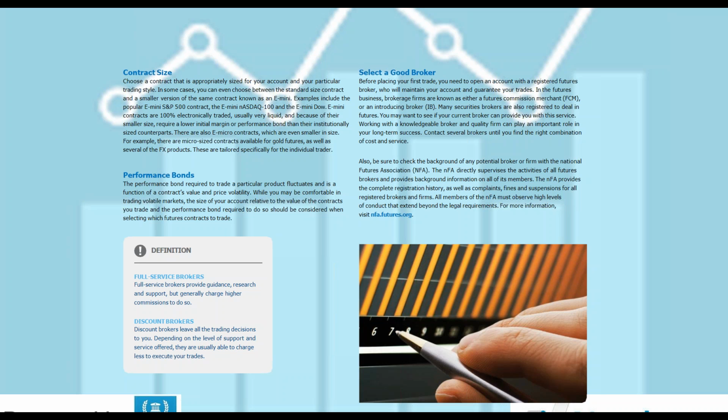But futures trading is different than CFD, Forex trading, or standard online trading. Okay. So you need to make sure that your current broker offers that. Also be sure to check their background and any potential broker, and make sure that they are approved by the National Futures Association, the NFA.